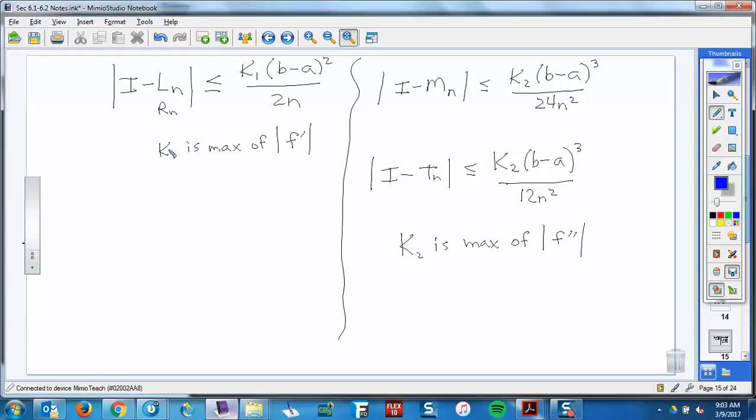The max error is determined by the slope, which is f prime. So we do the max of the absolute value of f prime, because we don't care if it's positive slope or negative slope. We'll use positive slope. And we put that k1 value in here. We put our b minus a and our n, because we're going to know how many subdivisions we're doing, right? And we're going to know our total interval. And then midpoint is this, trapezoid is this.